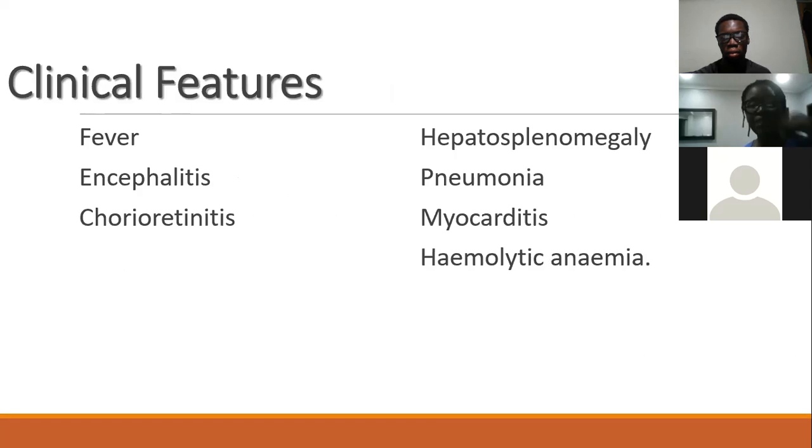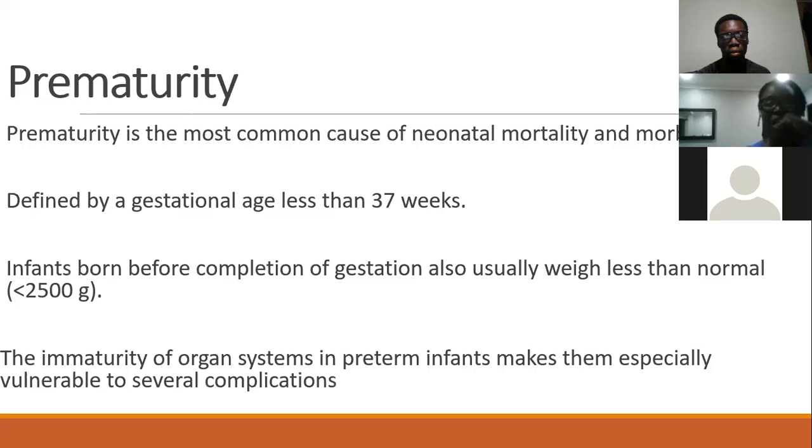So fetal infection can cause so many clinical features. You can have fever, you can have encephalitis, you can have an enlarged spleen and liver, pneumonia, and so on. Okay, so we move to prematurity.